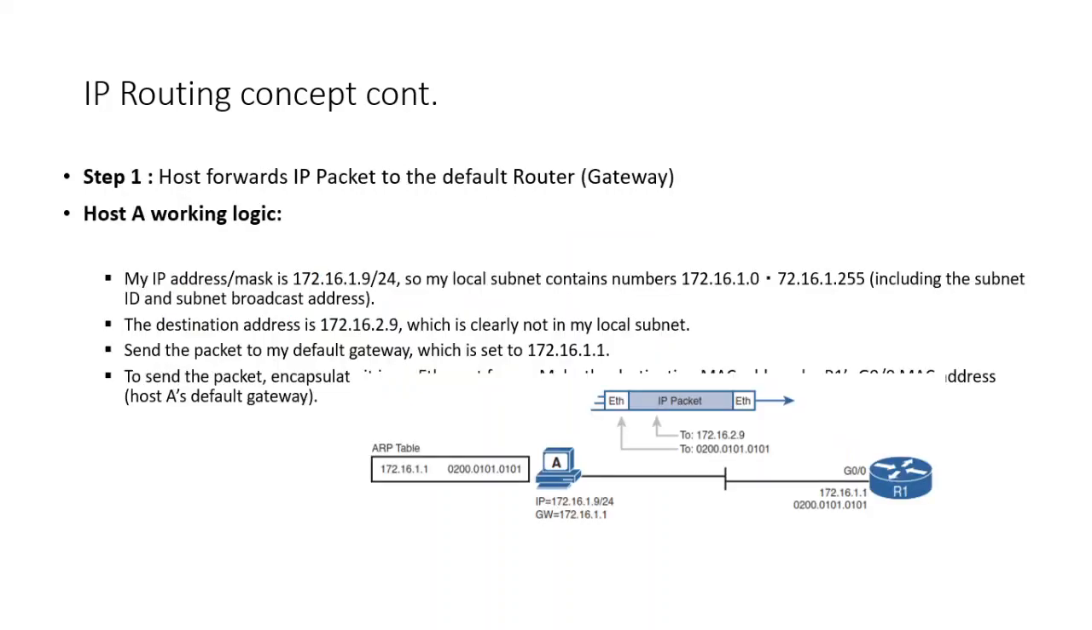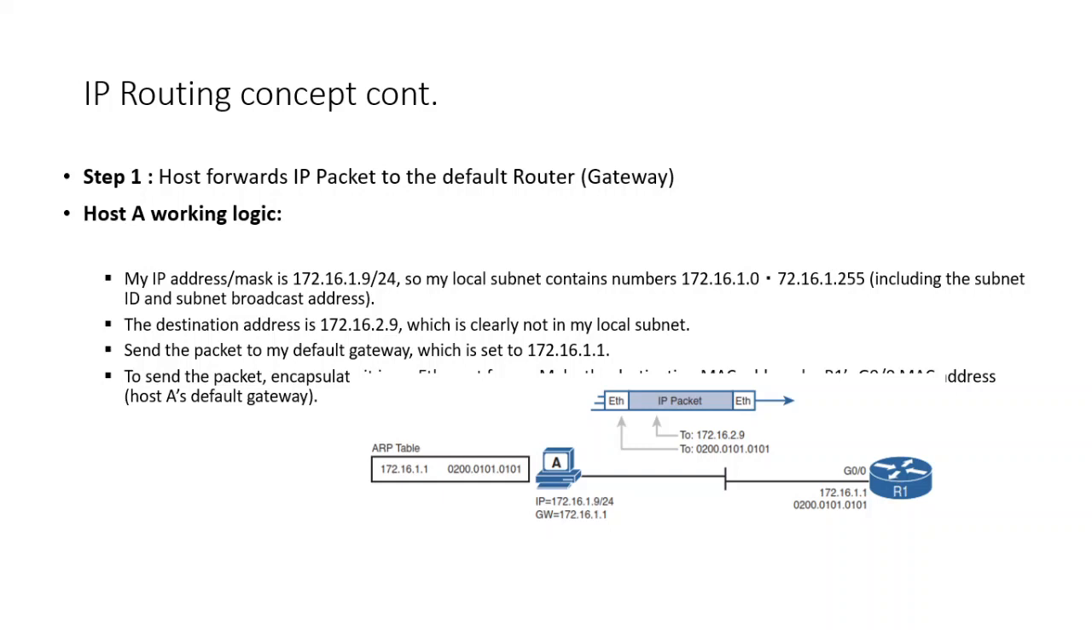So let's configure them step by step. First of all, the host has to forward IP packets to the default router or the gateway. In this case, my IP address and mask is 172.16.1.9/24. My local subnet contains numbers from 172.16.1.0 to 172.16.1.255. It includes the subnet ID and broadcast address.